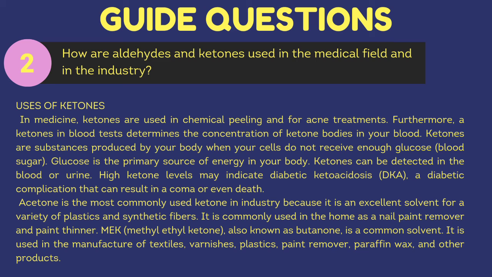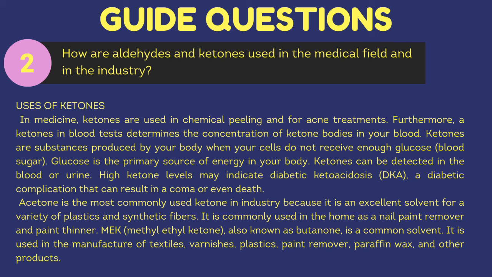Let's go to ketones. In medicine, ketones are used in chemical peeling and for acne treatments. Furthermore, a ketones in blood test determines the concentration of ketone bodies in your blood. Ketones are substances produced by your body when your cells do not receive enough glucose, or blood sugar, the primary source of energy in your body, and ketones can be detected in the blood or urine. High ketone levels may indicate diabetic ketoacidosis, or DKA, a diabetic complication that can result in a coma or even death.